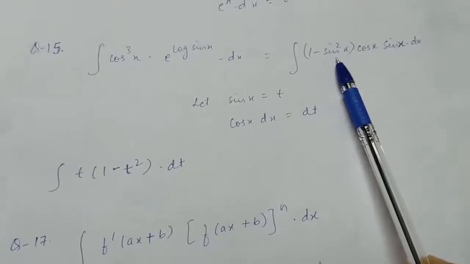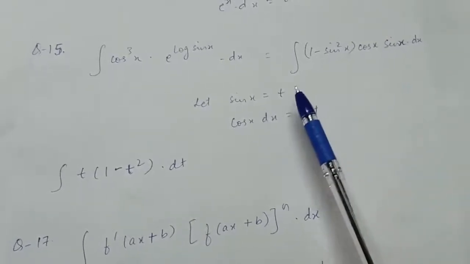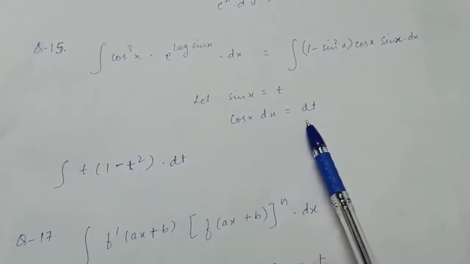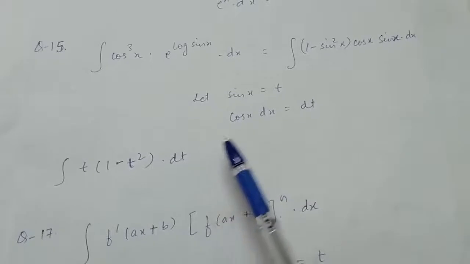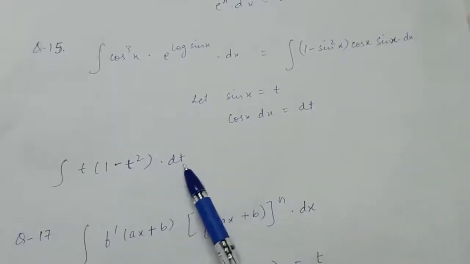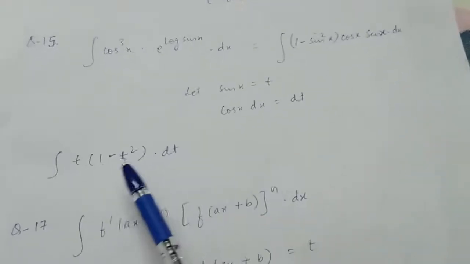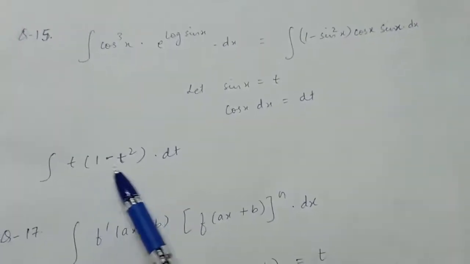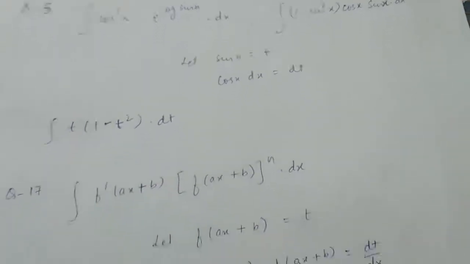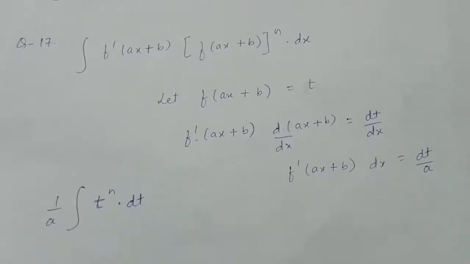Why I have done this? Because now when you let sin x equal t and differentiate both sides, you will get cos x dx equal to dt. So in place of cos x dx, dt will come, and in the rest of the part, in place of sin x, just put t. So you will get t into 1 minus t square, which will be t minus t cube, and you know the integral of both t and t cube.